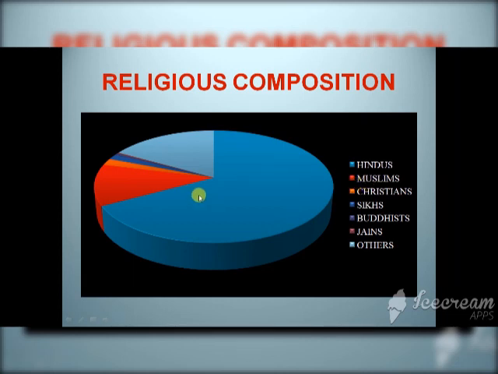Then Muslims, this part, 14.2%. Christians, orange, 2.3%. Sikhs, this one, 1.7%. Buddhists, 0.7%. Jains, 0.4%. And others, 0.2%. So this is the concentration of religious composition in India. And if you see the whole map of India, they are distributed widely across the whole of India.